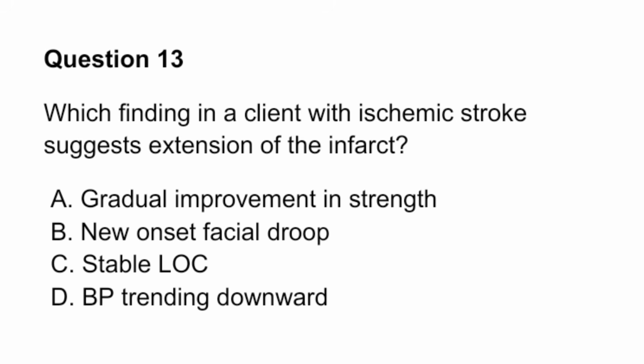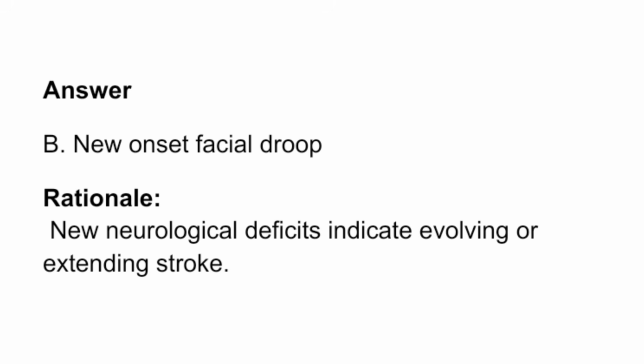Question 13. Which finding in a client with ischemic stroke suggests extension of the infarct? A. Gradual improvement in strength. B. New onset facial droop. C. Stable LOC. D. BP trending downward. The answer is B. New onset facial droop. New neurological deficits indicate evolving or extending stroke.